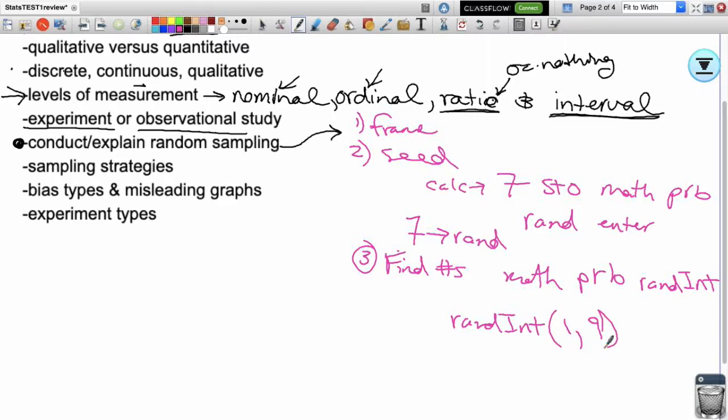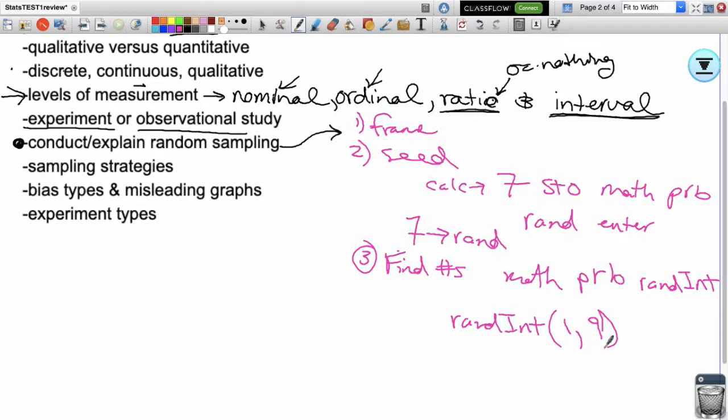Once you close the parentheses, and I don't think you even need to close the parentheses, once you press enter, it will pop up a random number. And when you press enter again, it will pop up another random number. And if you press enter again, it will pop up another random number. So if you need 5 random numbers, you're going to press enter 5 times.